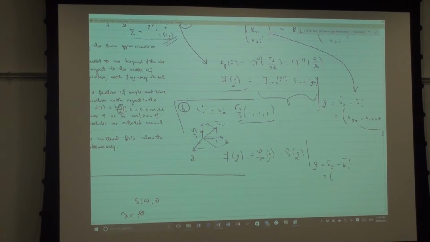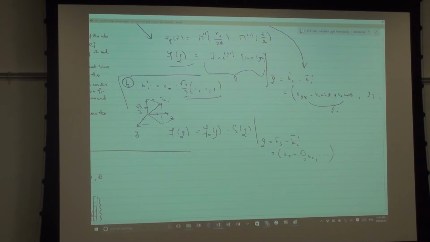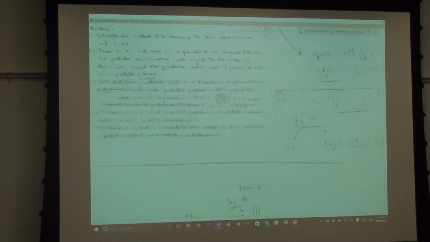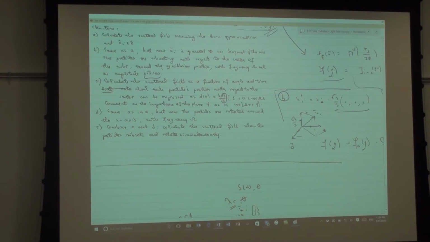So it's going to be k_x minus square root of 3 over 3 k naught, and so on. In the previous case, the first coordinates of the incidence were 0. So it was just k_sx, k_sy, k_sz minus k naught, because the incident had the k naught coordinate along z. Now I have all three components. So just a rotation. You can rotate your cube, no problem. It's going to be messy.